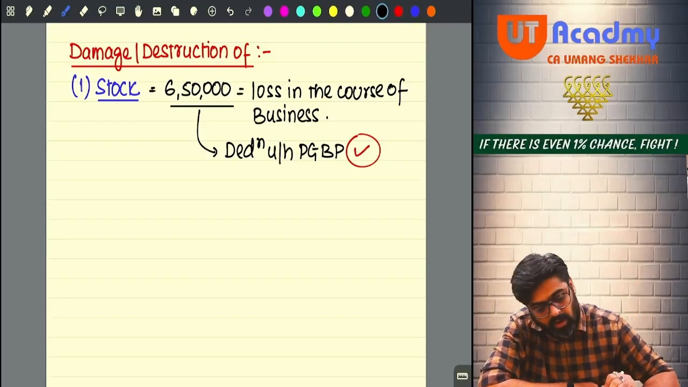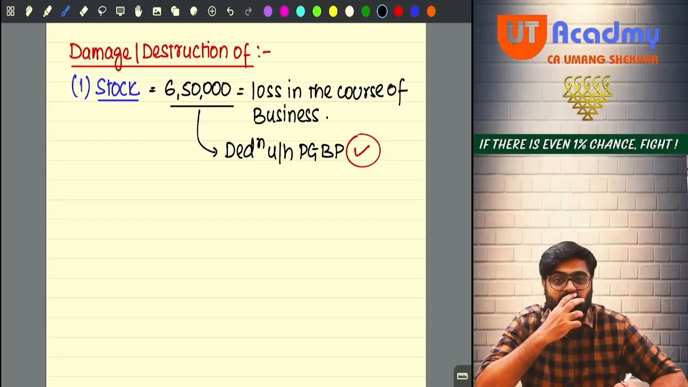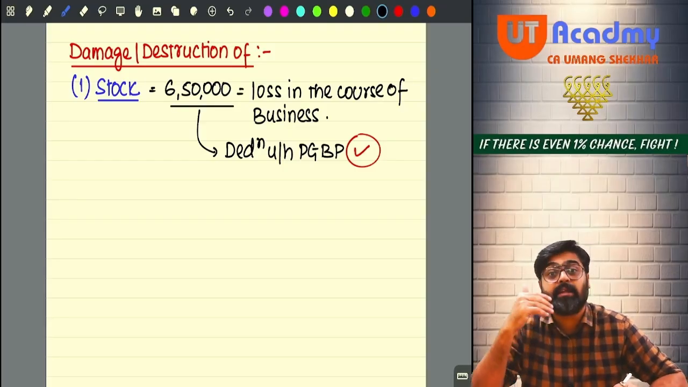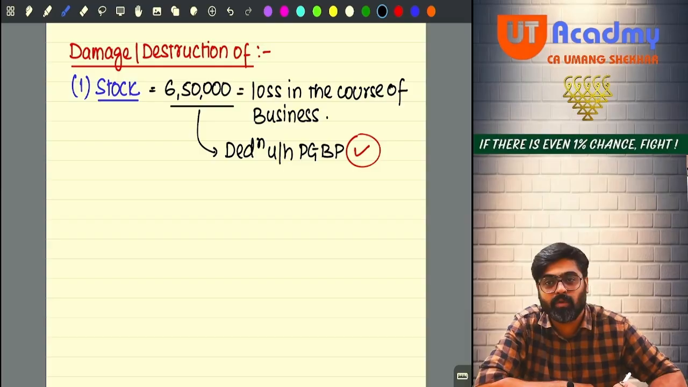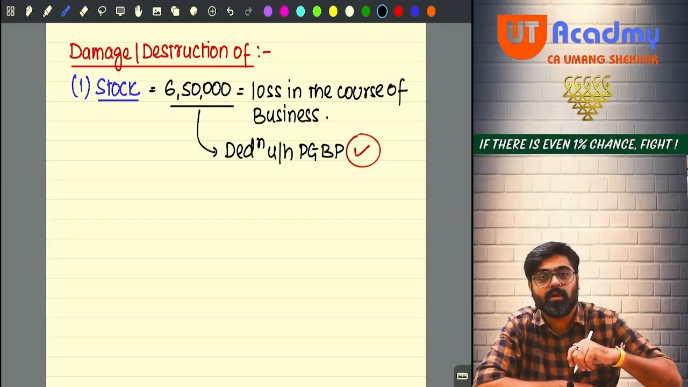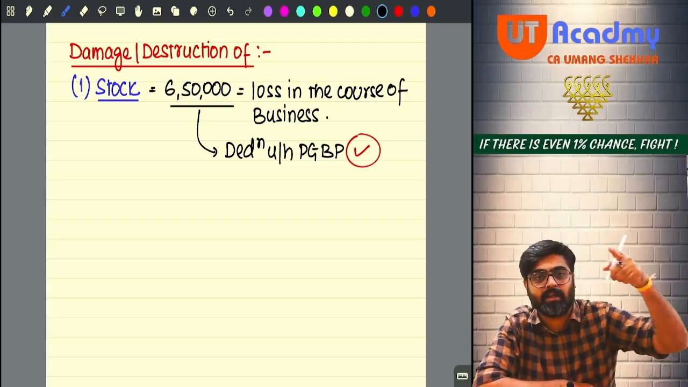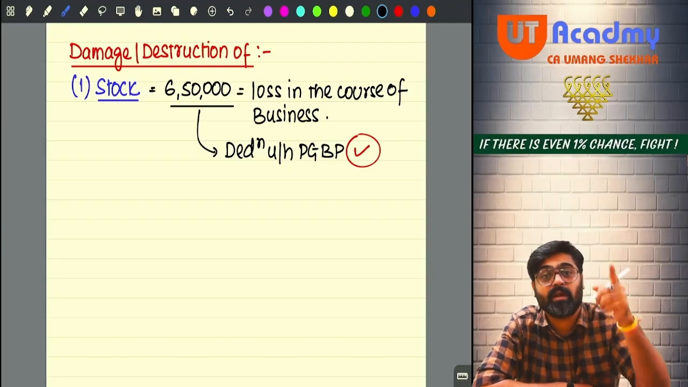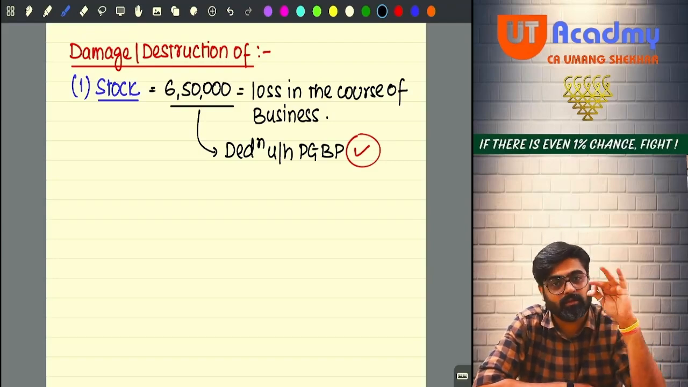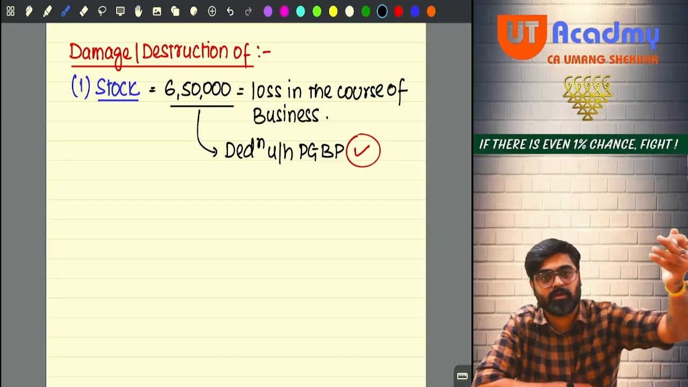But the loss which was already allowed as a deduction, against which any benefit is happening, that benefit will be, as per 41(1), deemed PGBP income. Do you remember? This loss which was allowed, against this loss only you are getting that insurance claim. So that insurance claim is a benefit happening against a loss for which you are claiming deduction.